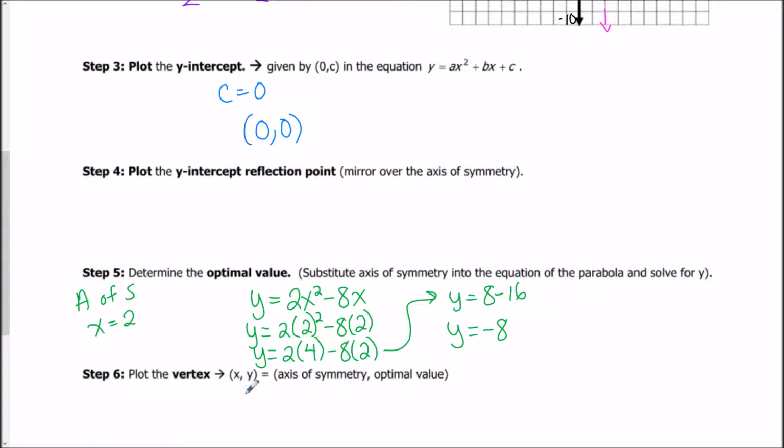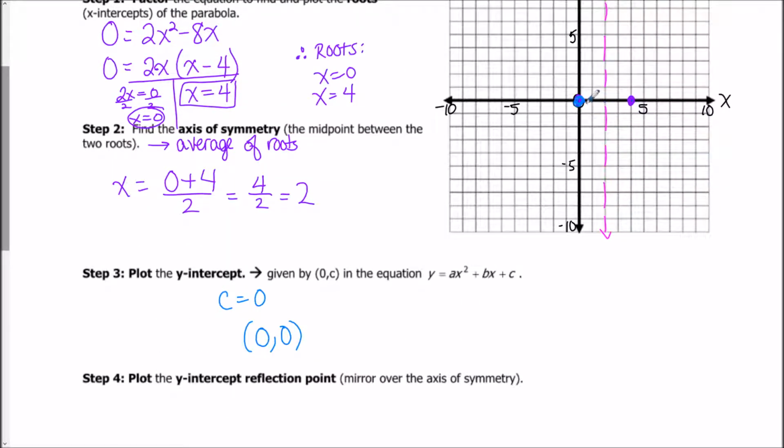When I plot my vertex, it's always the axis of symmetry followed by the optimal value. So my vertex is 2, negative 8 right here. If I take a look at what I have here, I'm going to go to 2, negative 8, and I will see that that's where my vertex is going to be.